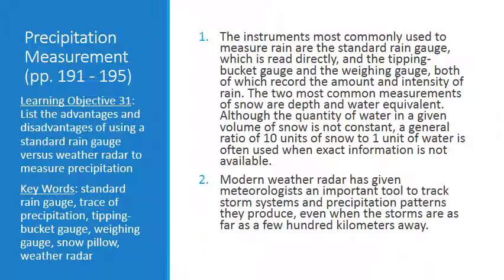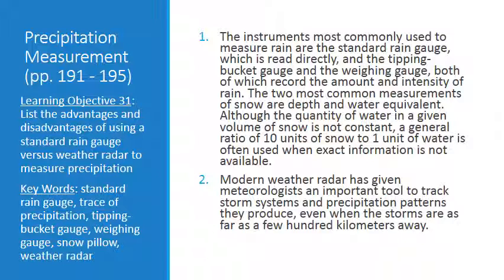The content in this presentation is covered on pages 191 through 195 of your textbook, and it's meant to help you achieve Learning Objective 31, which is to list the advantages and disadvantages of using a standard rain gauge versus weather radar to measure precipitation. Be sure to skim pages 191 through 195 before watching the video, and to read the chapter a little bit more carefully before attempting the online quizzes.